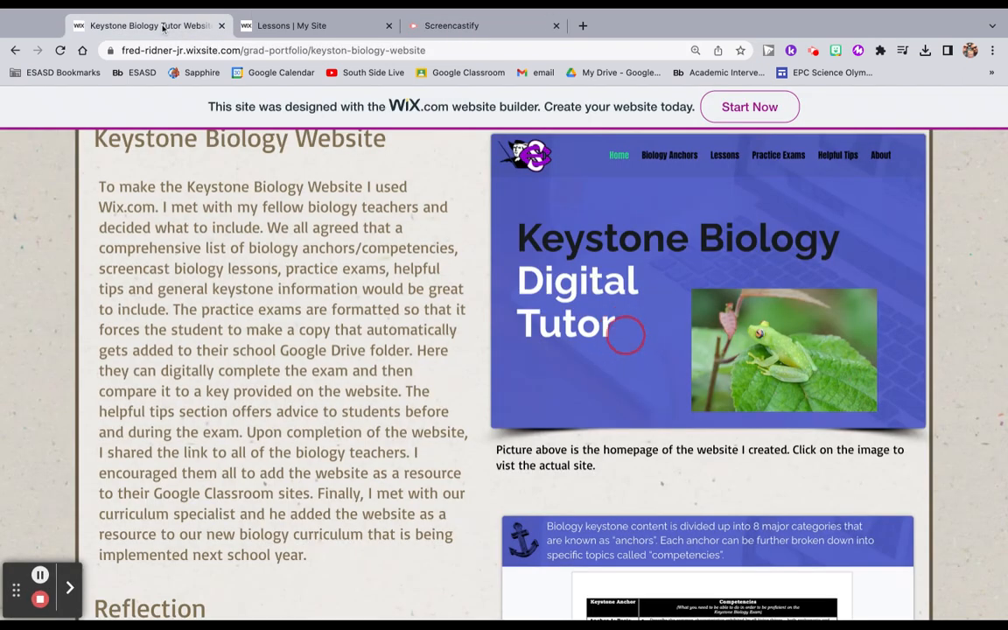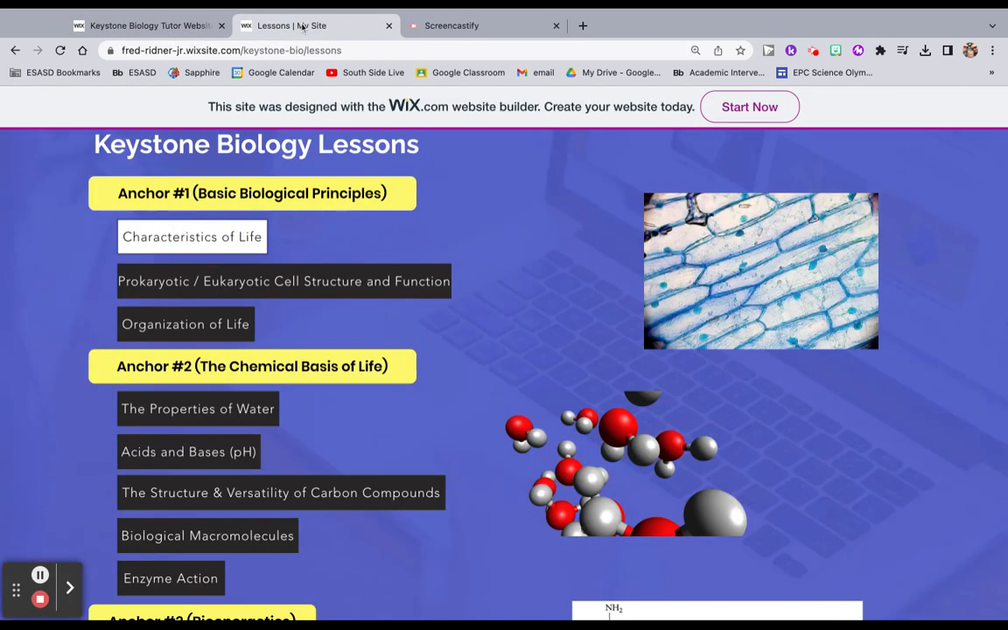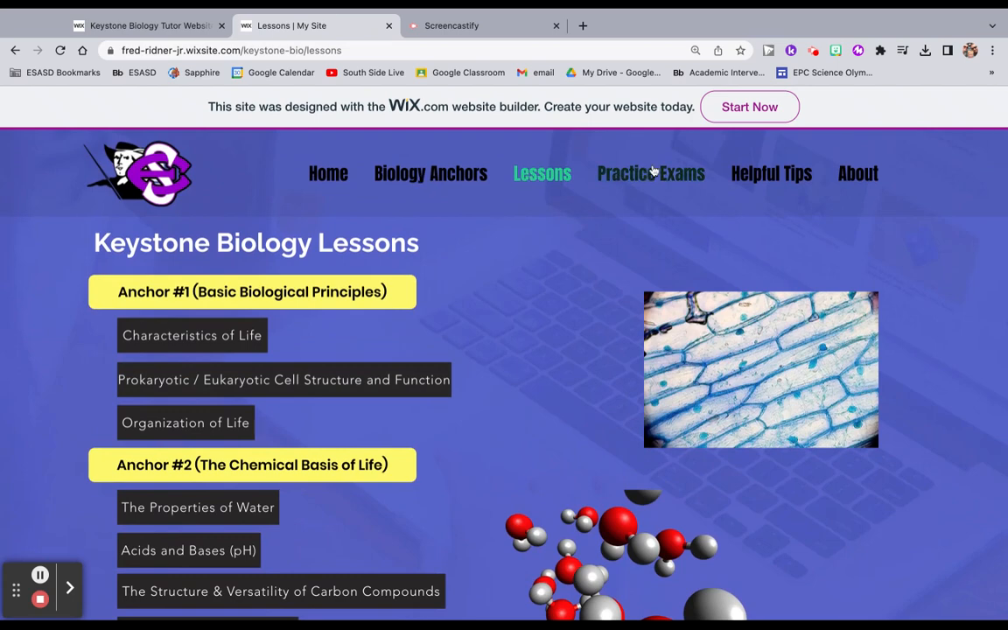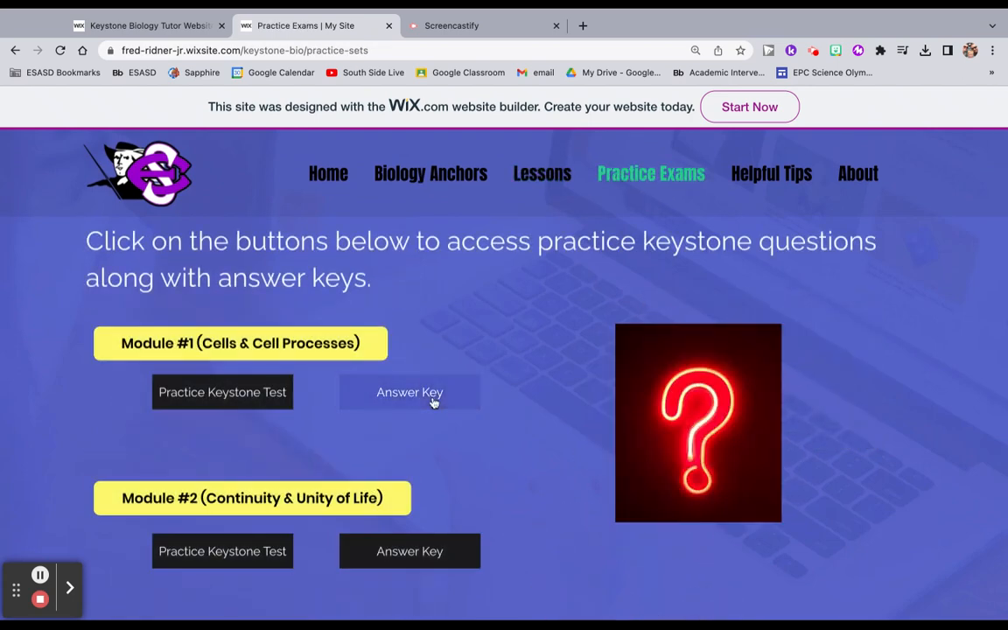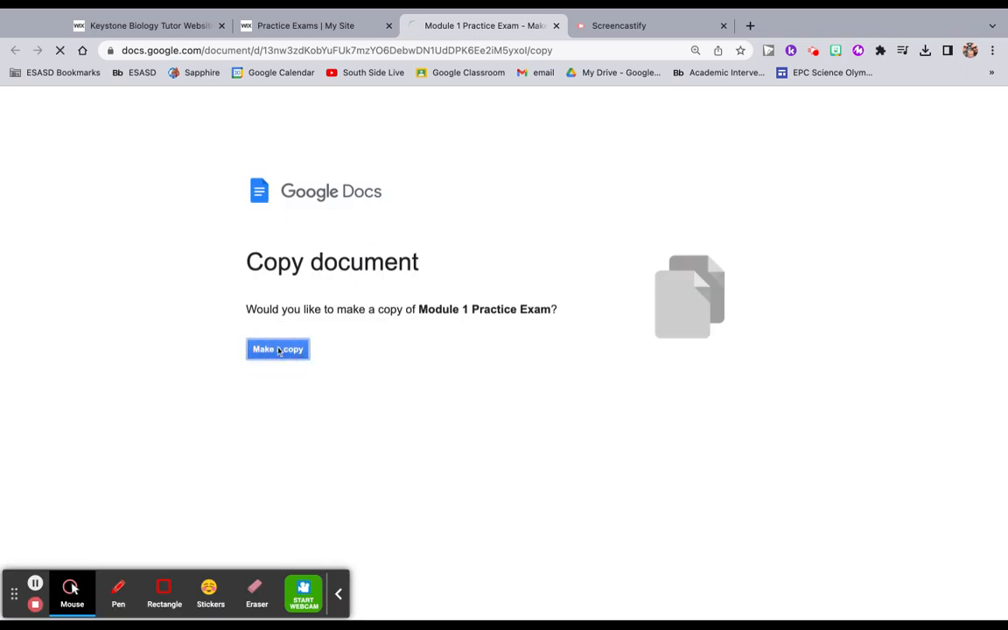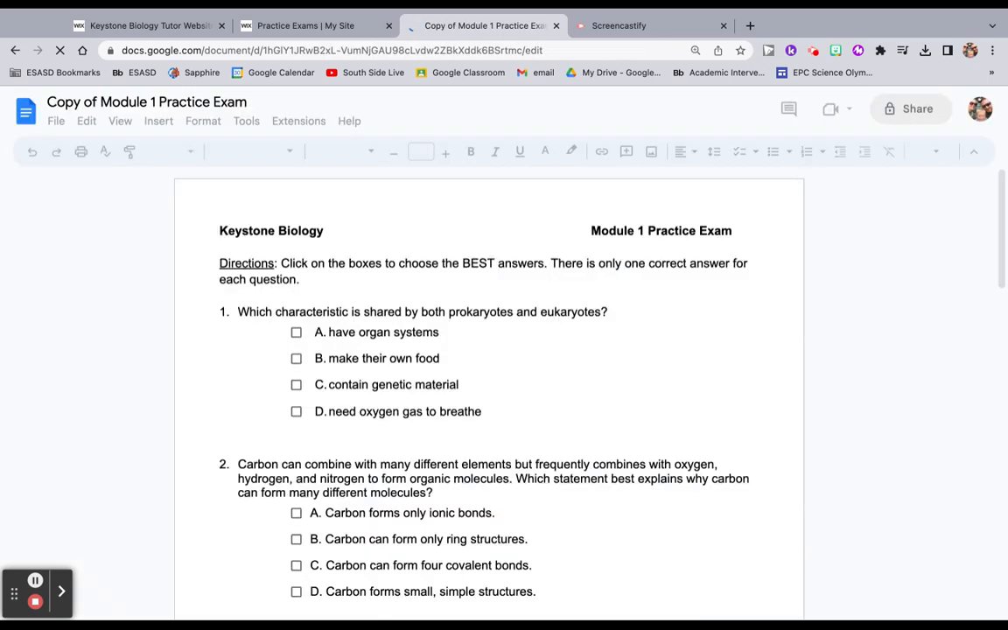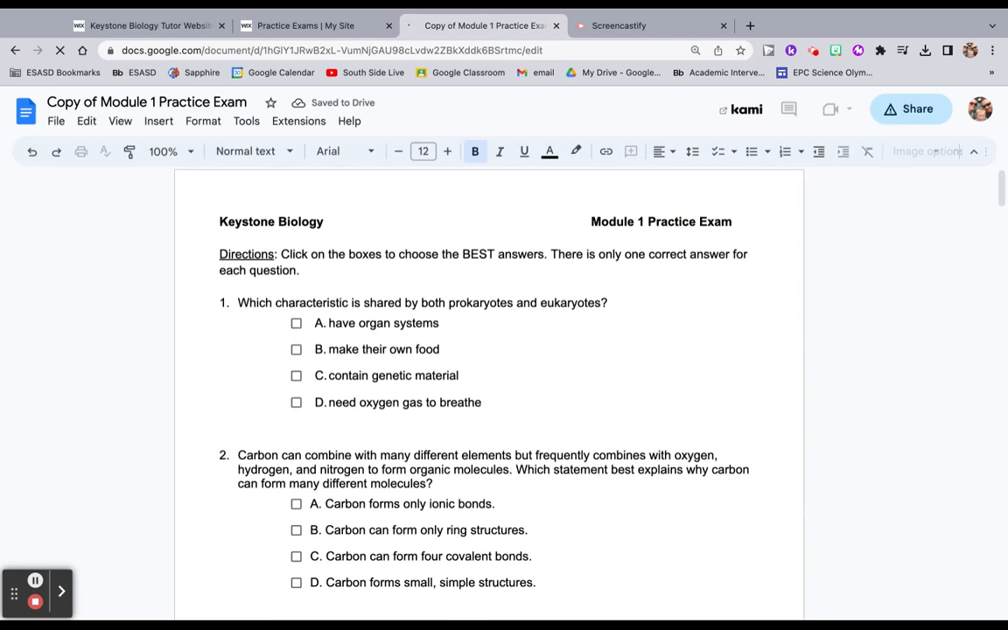If we go back to the website that I built, I also included practice exams, and I tried to model this off of the real test. Biology Keystones happen in 2 modules, Module 1 and Module 2. So I included a Keystone practice test. Students can click on this Practice Keystone Test button. It will prompt them to make a copy of their own Keystone test. When they open this copy, they can answer the practice questions right on this copy.